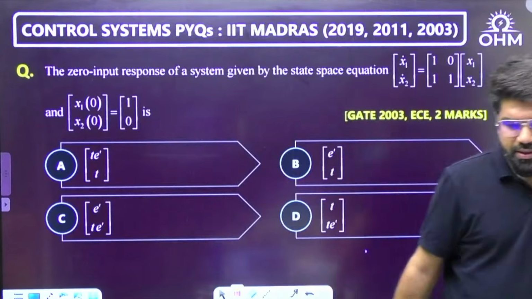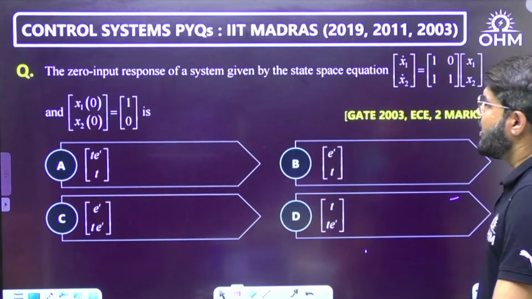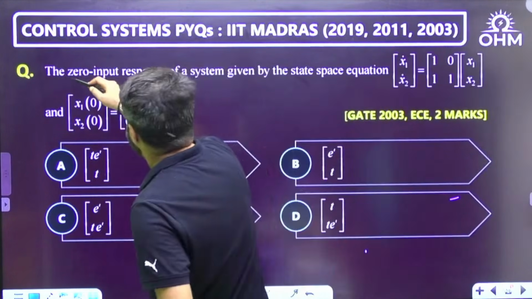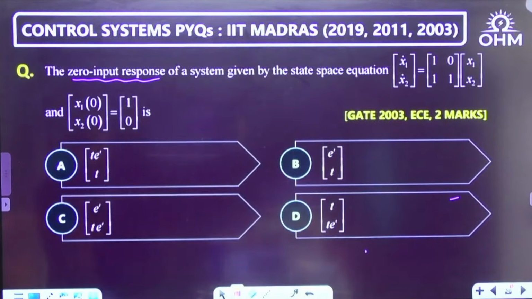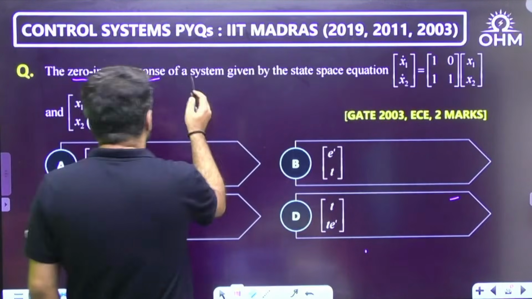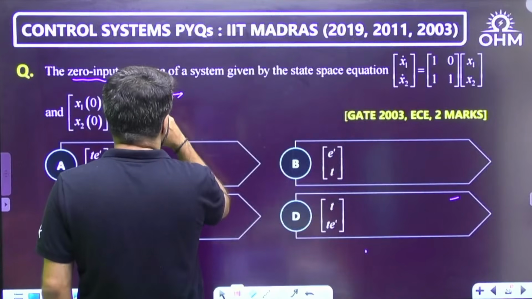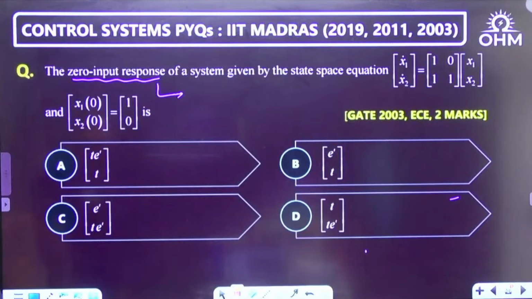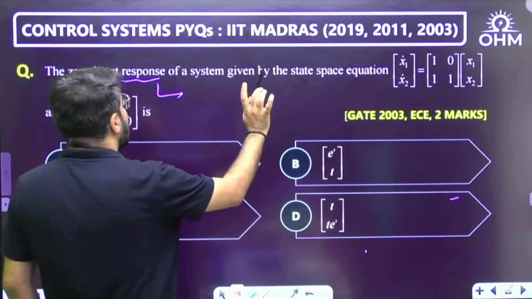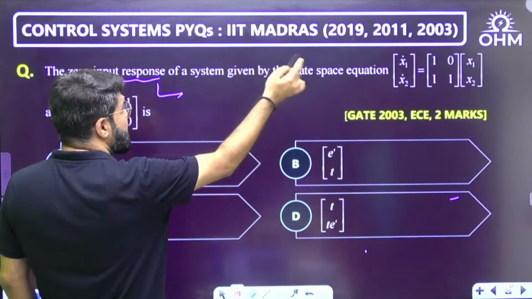Okay. State model. The ZIR, zero input response, of a system by the state equation given to you. We had a similar discussion in the previous video as well, the 1 mark session video, the zero input response of the system. Zero input response of a system given by the state equation x dot equal to Ax. Output equation is not given, so in response I want the state solution only.